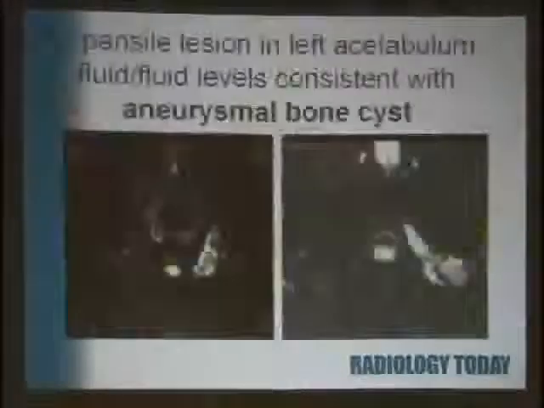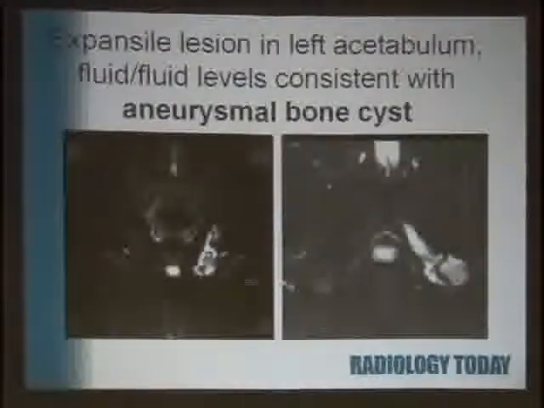Well, we weren't sure what it was, but we got an MRI. And MRI in this case, I think, was really helpful because you see multiple cystic areas, multiple fluid-filled areas, and you can see some fluid levels, which really, I think, should be an aneurysmal bone cyst. I guess it could be a giant cell tumor, but it's less likely in somebody whose apophyses are still open.